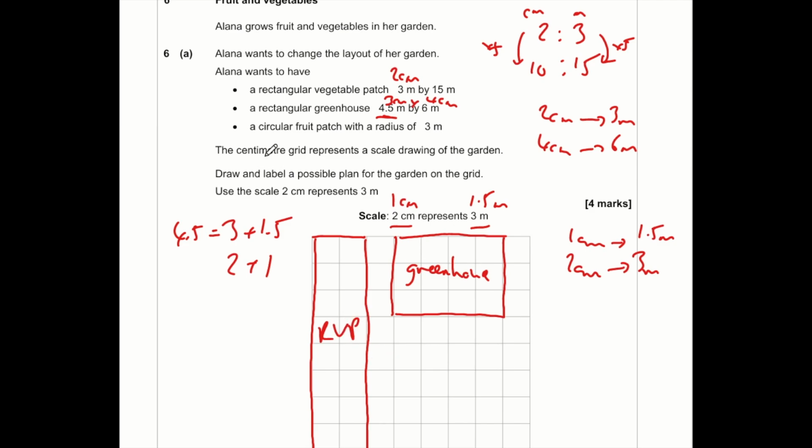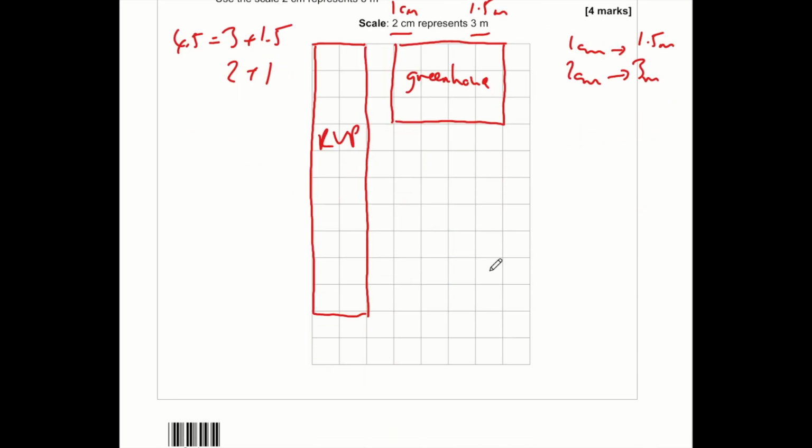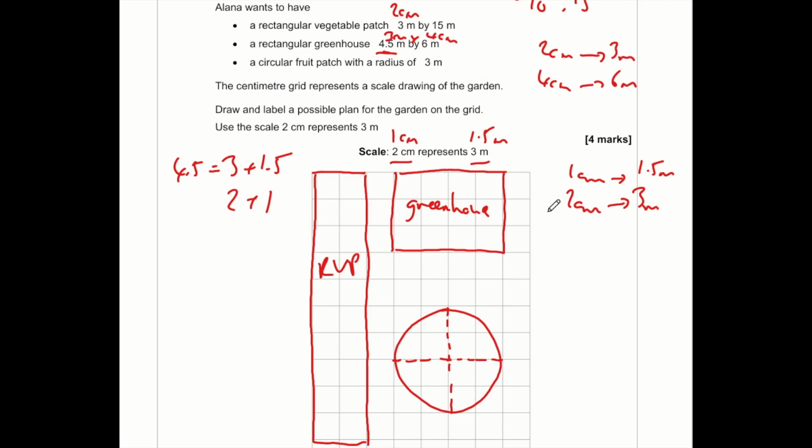Right, and finally the circular fruit patch has got a radius of 3 meters. Well, that means it's got a radius of 2 centimeters on the drawing. So there we go. Let's just pick this randomly as the center. So radius of 2, all the way around. Ideally, you would use a compass to turn this into a circle. That's not the most horrendous effort ever, but there we go. So that is the circular fruit patch. I'll just put CFP for short, and we are done there.